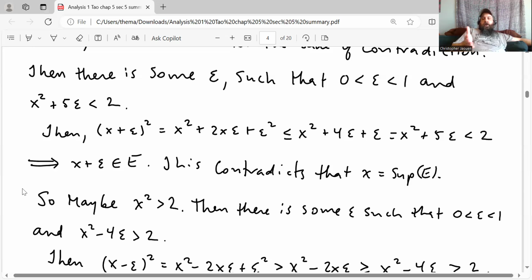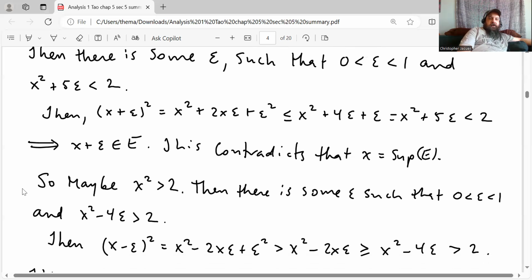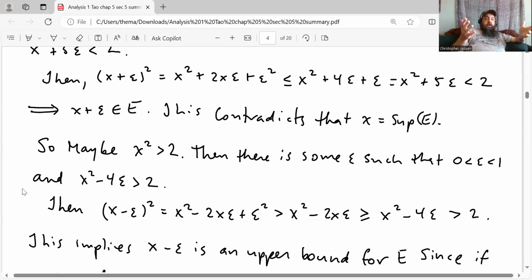And you could just simplify that. That equals x squared plus 5 epsilon, which is less than 2. We chose epsilon to be a number that has that property. That implies that x plus epsilon is an element of E, which contradicts that x is the supremum of the set E. So that leads to a contradiction.